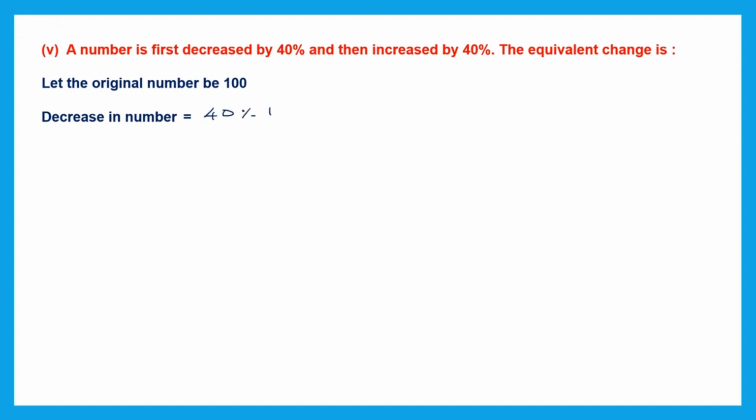That is the decrease, 40% of 100. So now let's calculate this. So this will be 40 by 100 into 100. So now when you cancel, we can cancel the 100. So what is left is 40. So the decrease in number is 40.